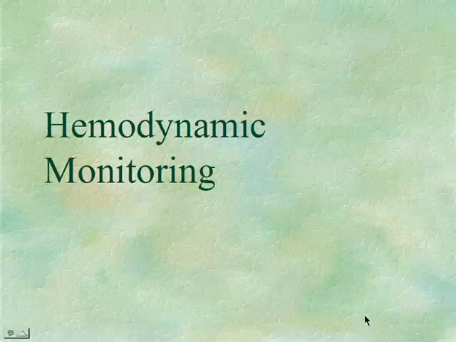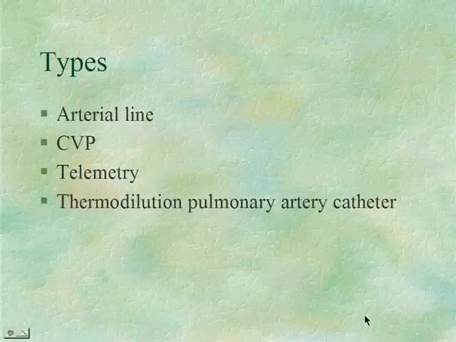Hemodynamic monitoring. This is chapter 18. There are different types of hemodynamic monitoring. You can have arterial line, central venous pressure, telemetry, or thermal dilution pulmonary artery catheter, which is your Swan-Ganz. And we will talk about that in just a moment.